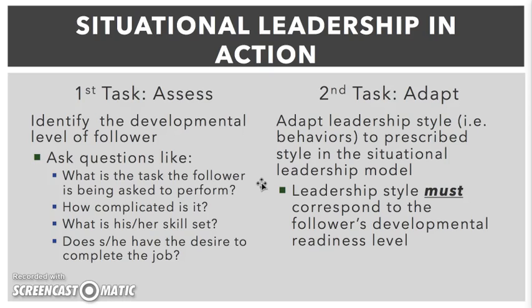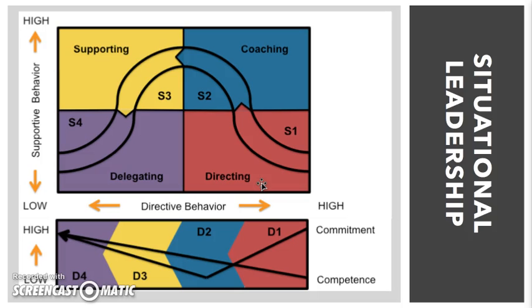And so really what this model looks like is this. All right, so you remember this from our leader readiness. The D1 corresponds with S1. D2 corresponds with S2, D3, S3, D4, S4, right? So when they're in this high commitment, low competence, they go directing. When they are now in a low or medium competence but a low commitment, you go into coaching.